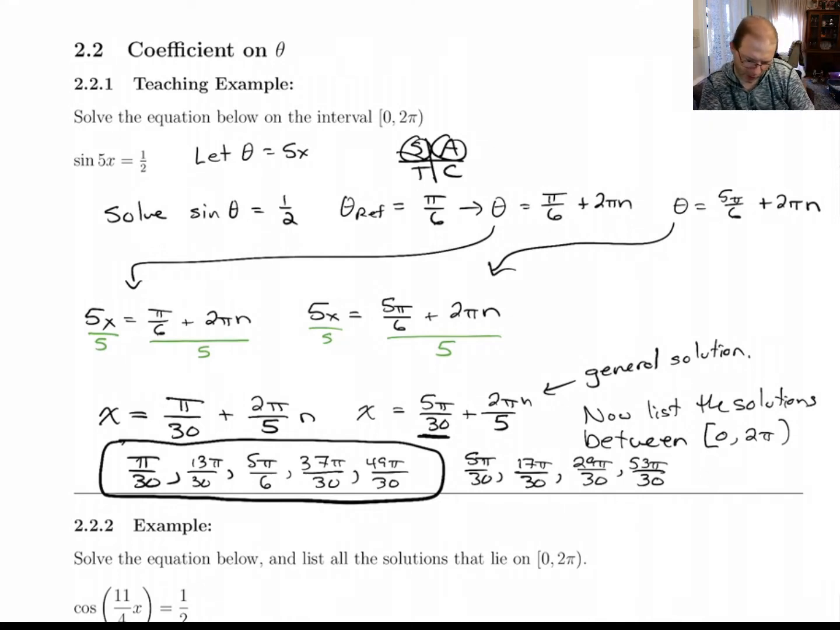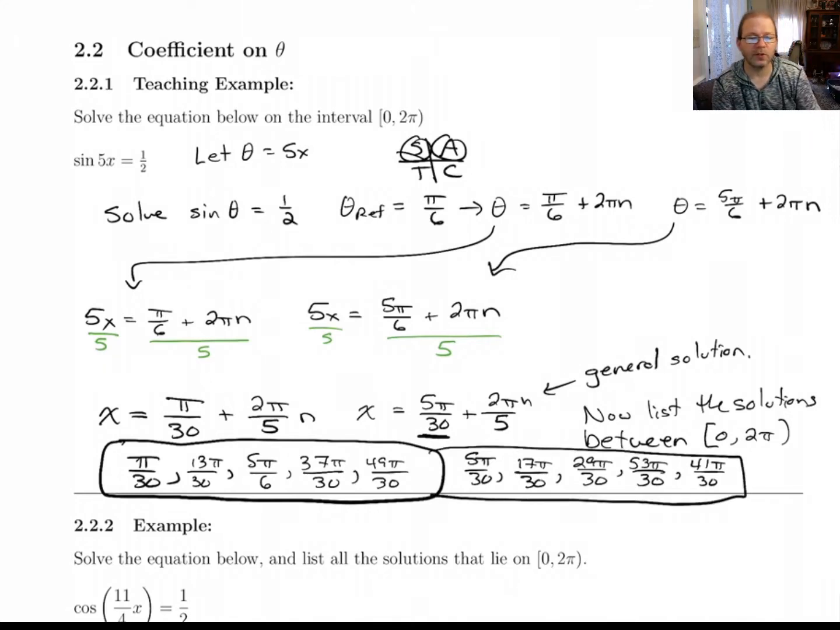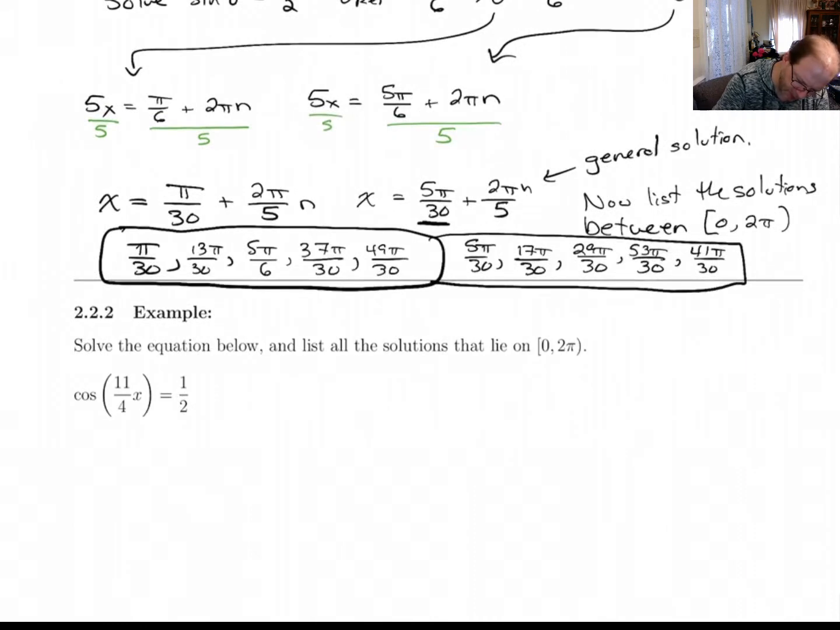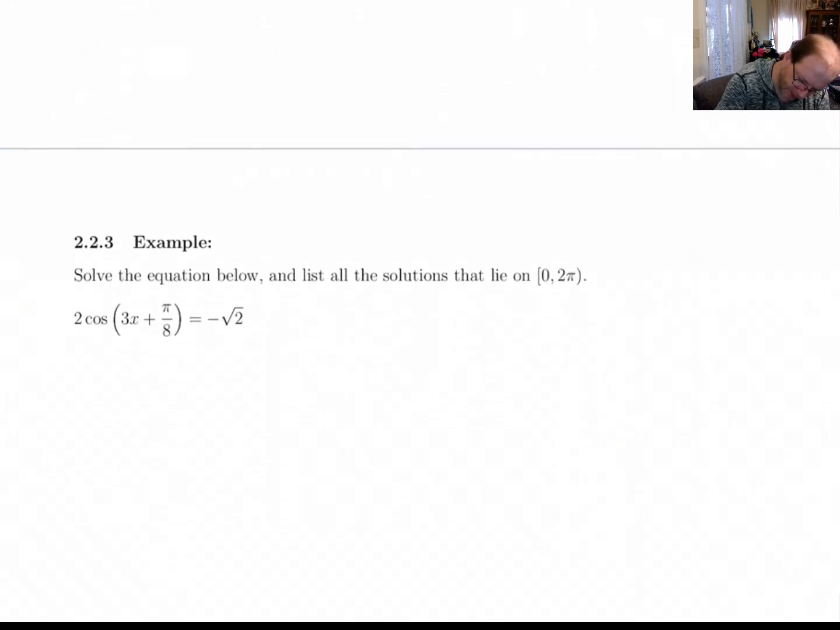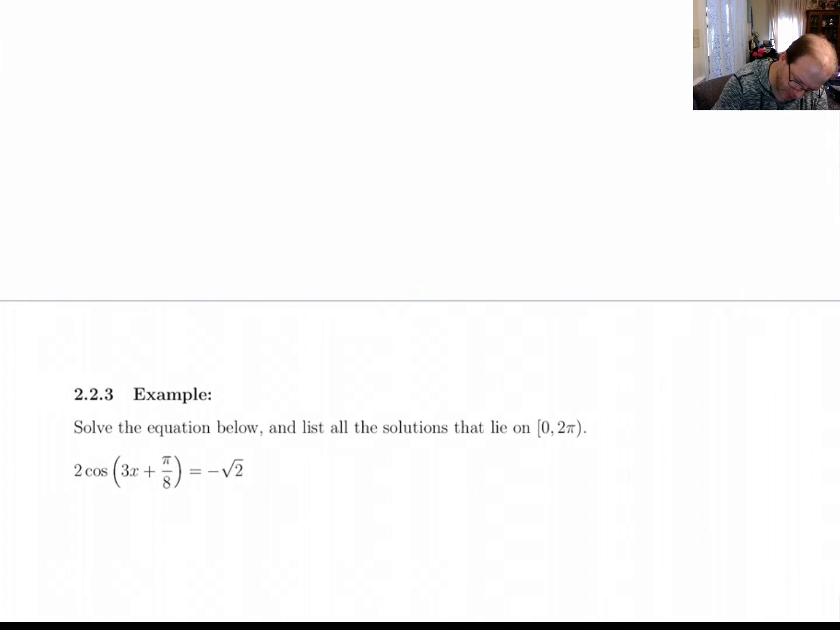Now, why don't we get 4 there and I got 5 on the other? Because I completely left out, I skipped 41. All right. So those are all the solutions to this equation that lie between 0 and 2 pi. Let's see, how many more of these do we need to do? I've got 2 more examples.